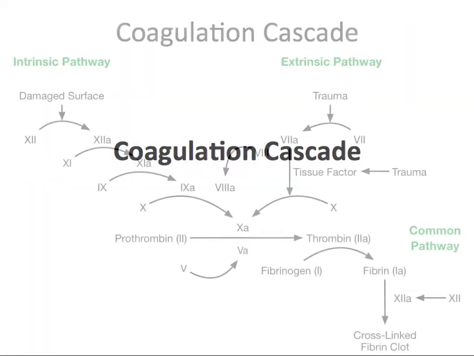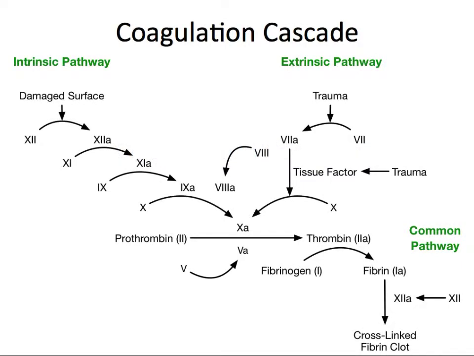Now let's take a look at the coagulation cascade. Here is an image showing the coagulation cascade. The intrinsic pathway is initiated by damage to the endothelium. The extrinsic pathway is initiated by trauma. These two pathways converge into the common pathway and ultimately lead to the development of a fibrin clot.